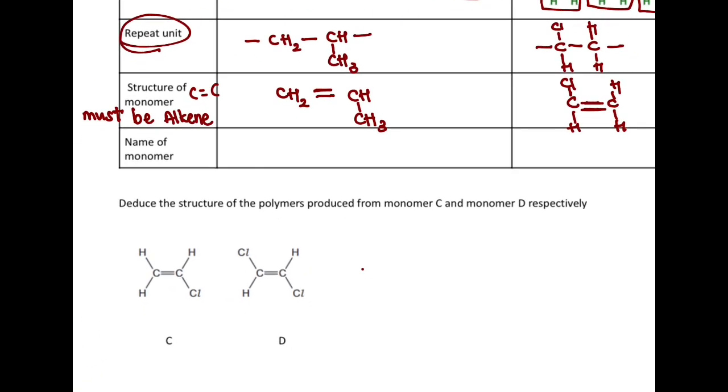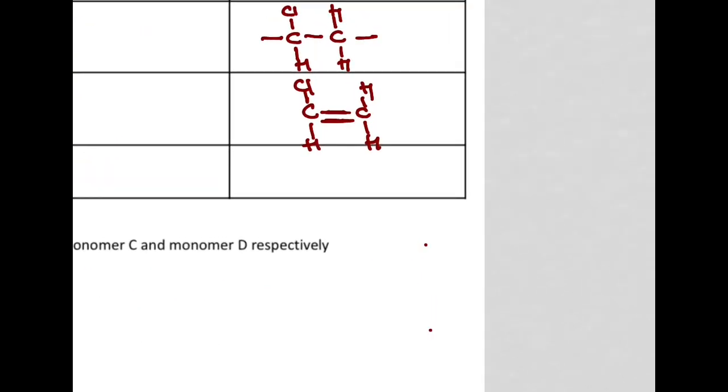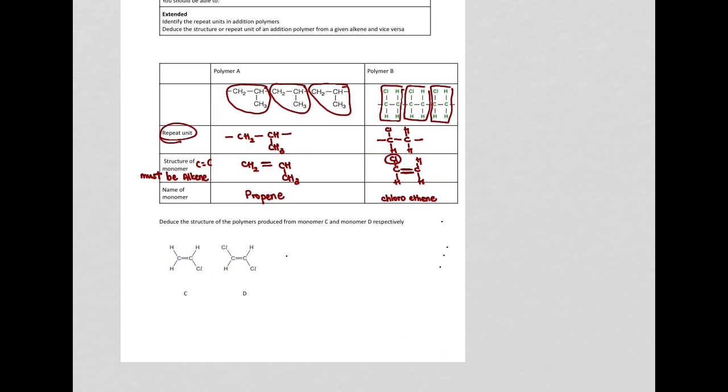And if I look at the monomer, I can name it. So this one has 1, 2, 3 carbons. So an alkene with 3 carbons, this is called propene. Second one, this is an alkene with 2 carbons, so this is called ethene, but you also have a chlorine here, so this is called chloroethene. So these are the names of the monomers.